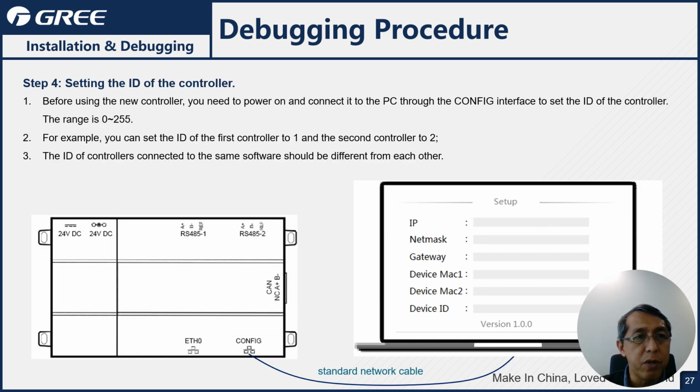Setting the ID for the controller. So this is how you should set it. Before using the new controller, you need to power it on and connect it to the PC through the config interface to set the ID of the controller. The range of the configuration ID is from 0 to 255.